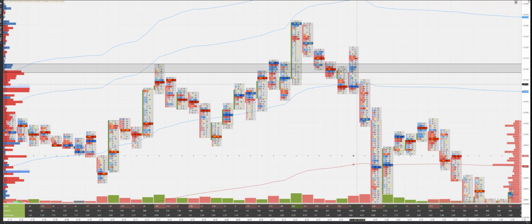In this case, we had a green candle first. The market moved up pretty fast. Then we got buyers here in this area.